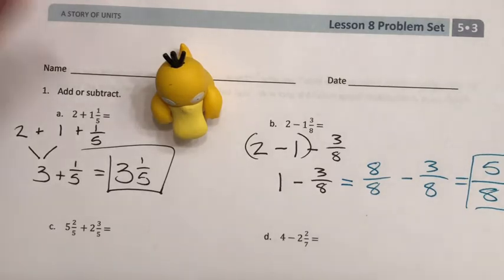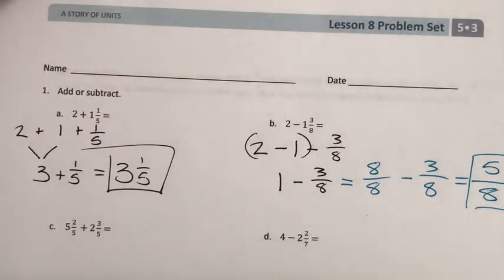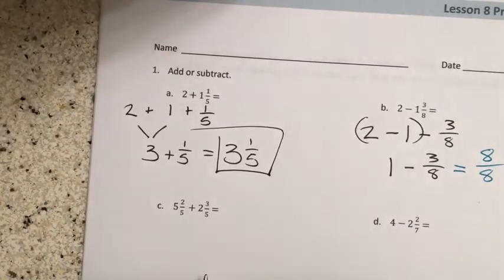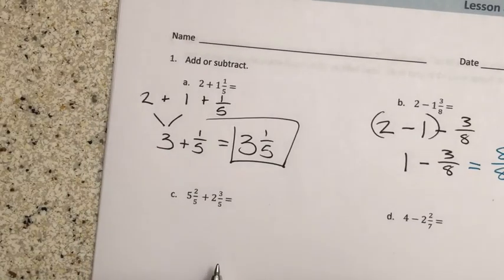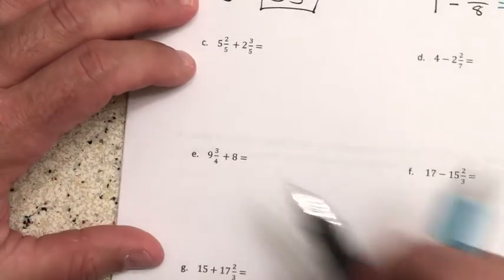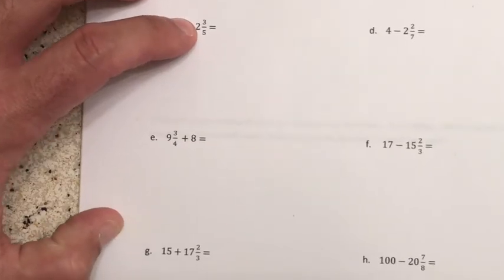I'm going to skip down here where it's a little more tricky. I'm going to do letters E and F. I'll leave C and D for you guys.